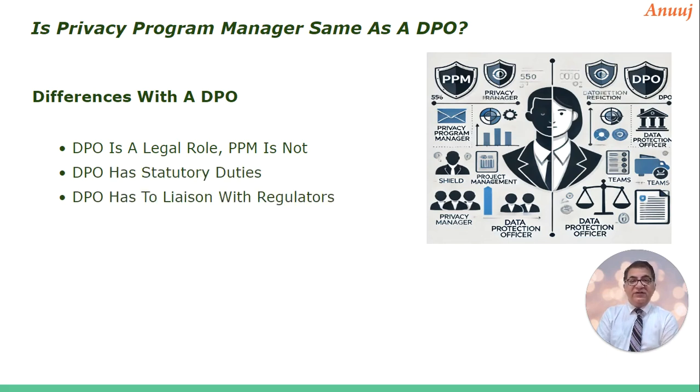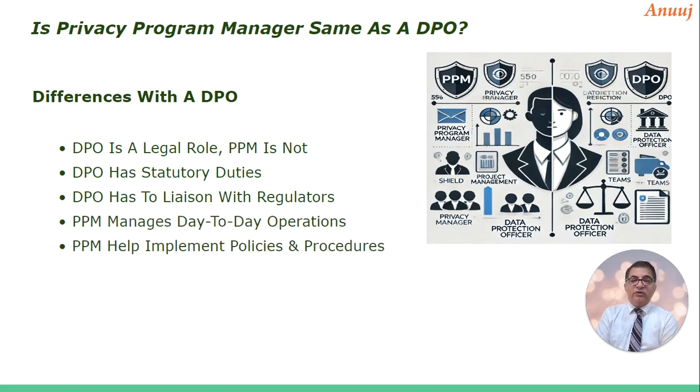DPO has statutory duties and he has to deal with the regulators, liaise with them, respond to their queries, and conduct the assessments as suggested or recommended by the regulators for that particular compliance, whereas the privacy program manager only manages day-to-day operations and helps implement the policies as well as the procedures which are related to privacy. He is the implementer basically. The DPO is the chief strategist and outside world coordinator, and privacy program manager is the on-the-ground implementer for the organization.